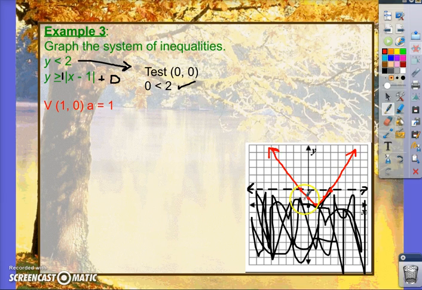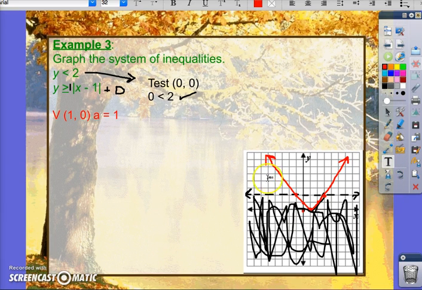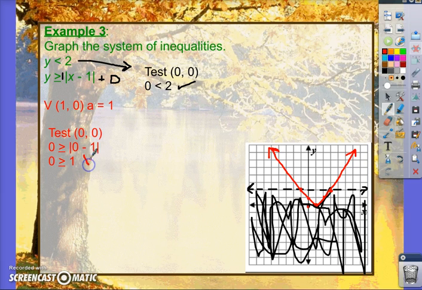Now, let's see where 0, 0 lies. 0, 0 lies right here. So if 0, 0 is true, I'm going to shade outside the V. If it's false, I shade inside. So let's see what happens here. Test 0, 0. I get 0 greater than or equal to 0 minus 1, which should simplify to 0 greater than or equal to 1. 0 greater than or equal to 1 is false, so I don't shade outside, I shade inside the V.